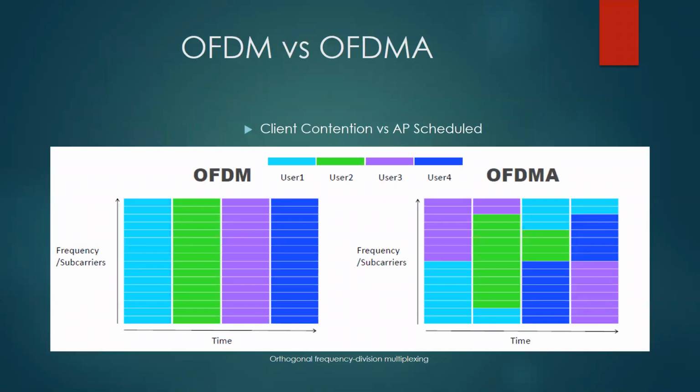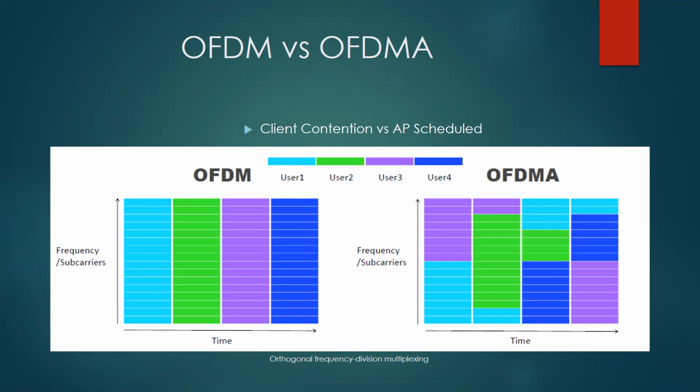So again, one of the biggest changes is OFDM versus OFDMA. It basically comes down to client contention versus AP scheduled. Right now in AC and N, in every previous generation, it's all been client contention based. A client will check the frequency to see if it's open. If it is, it will start transmitting. If it's not, it will kick off a timer and check again until it basically has a free chance to talk. That is how all Wi-Fi wireless, at this point, has operated, where it checks the line.